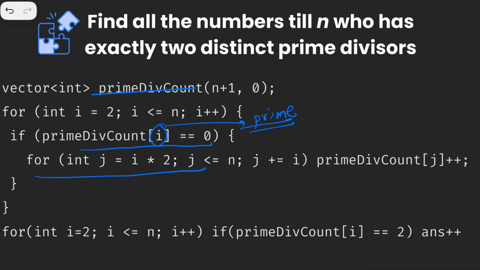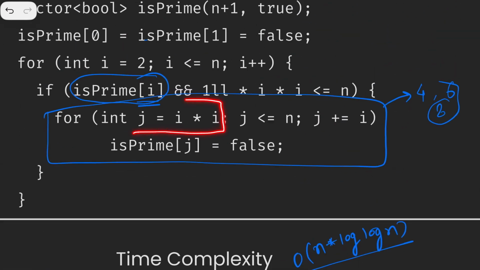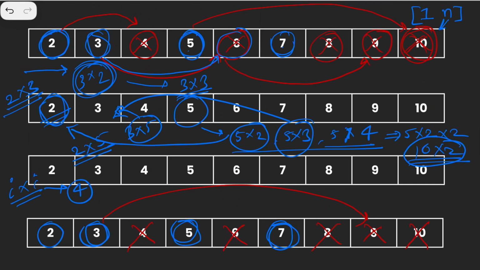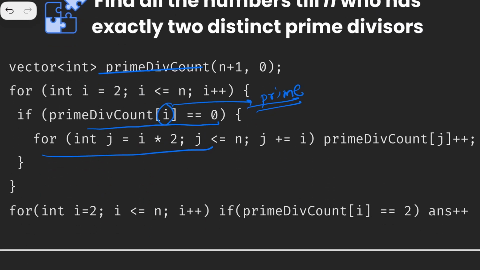Now there is one more highlight here. We are not starting j from I into I. Let's go back. See here, j started from I into I. And we gave a very good proof as well by taking this particular example. Why do we need to start from I into I? But now we are starting j from I into 2.